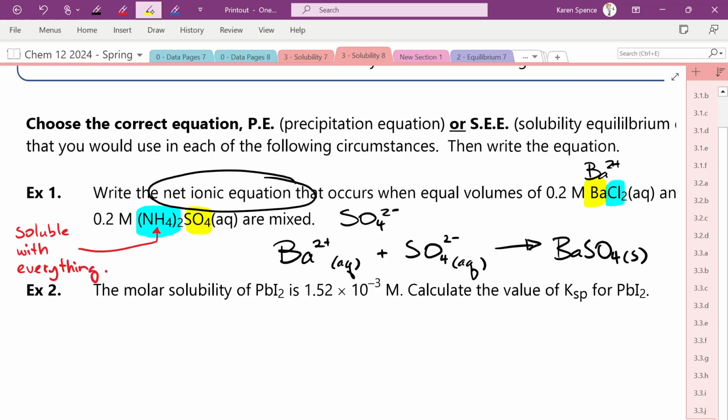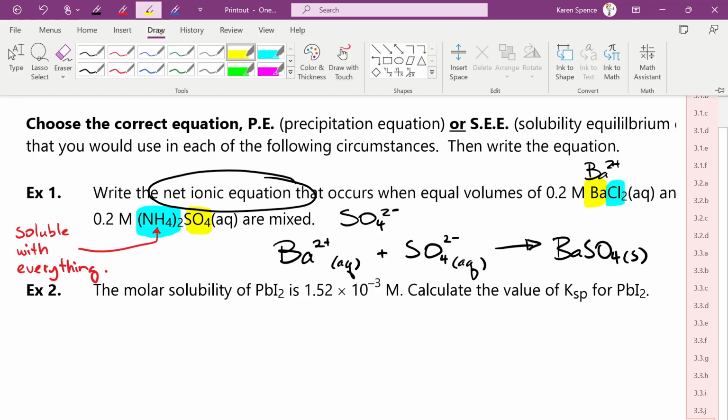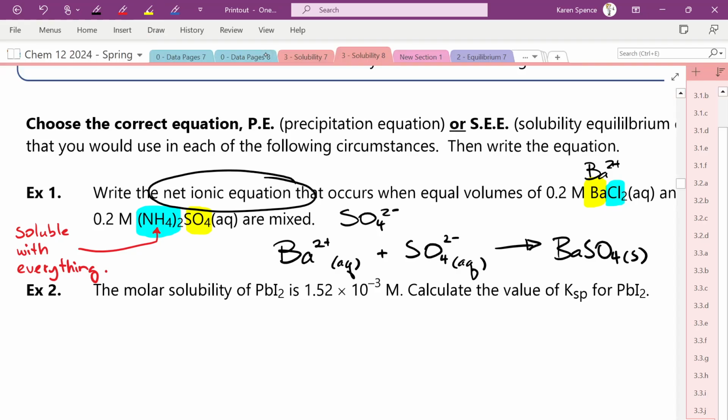What words are clues to what we use in question 2, in example 2? Solubility and KSP. Those both tell you that we should be using the solubility equilibrium equation. Could you please write the solubility equilibrium equation for lead iodide, PbI2?